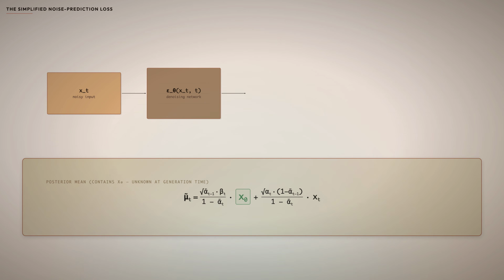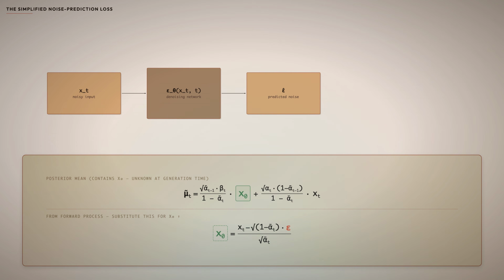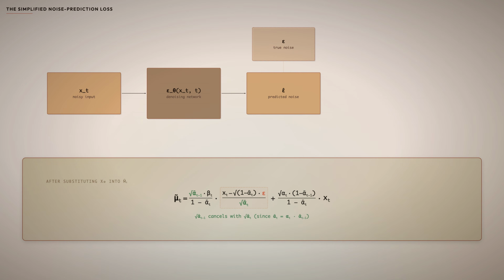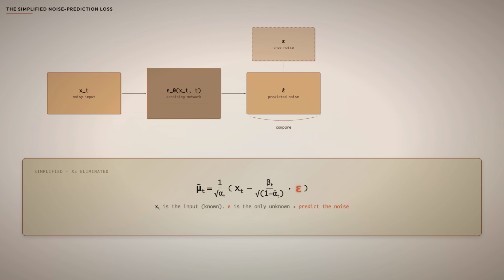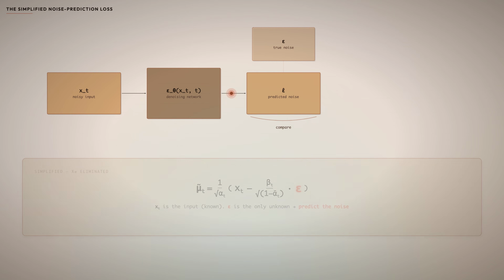How do we eliminate it? Substitute the reparametrization into the posterior mean. Replace x_0 with its expression in terms of x_t and epsilon. x_0 cancels algebraically, and the only unknown left is epsilon, the noise that was added. So the network's task reduces to noise prediction. Given a noisy image at any step, estimate the noise component.